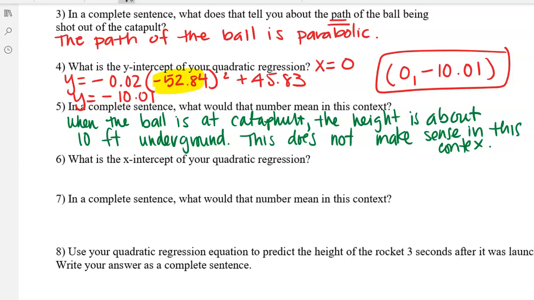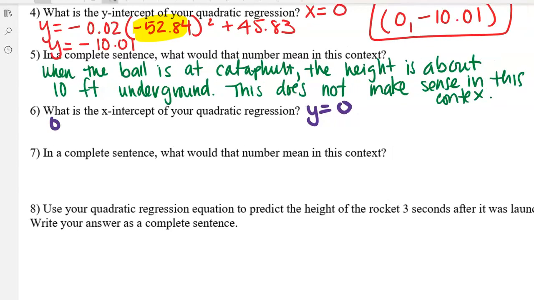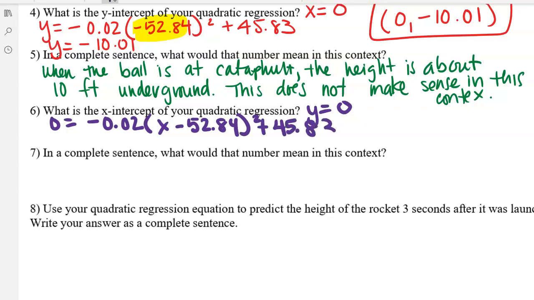Number 6. Holden, can you help us read number 6, please? Okay, so x-intercept, Holden, is when y equals to what? 0. Perfect. So students, we're going to set y equals to 0, and we solve for x. So 0 equals negative 0.02 times the quantity x minus 52.84 squared plus 45.83. So we are going to solve for x.